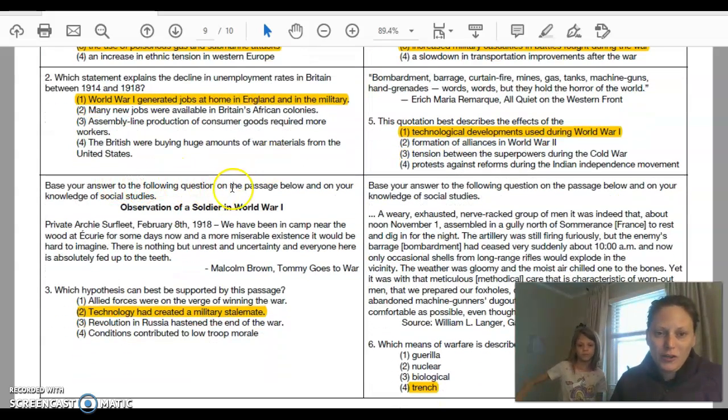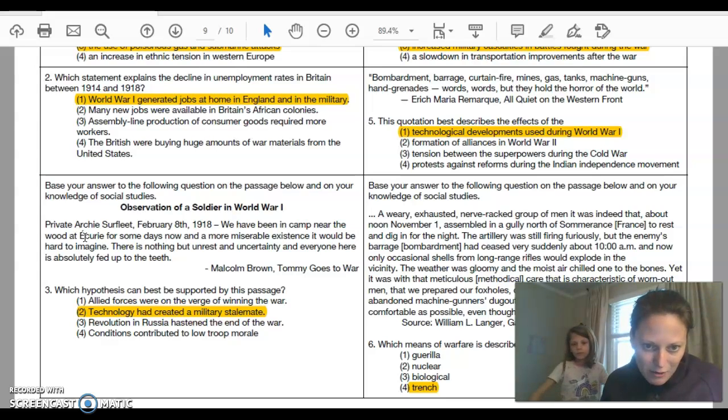Base your answer to the following question on the passage below and your knowledge of social studies. So we have been in a camp near the wood at Écurie for some days now, and more miserable existence it would be hard to imagine. There is nothing but unrest and uncertainty, and everyone here is absolutely fed up to the teeth. So what hypothesis can be supported by this passage?